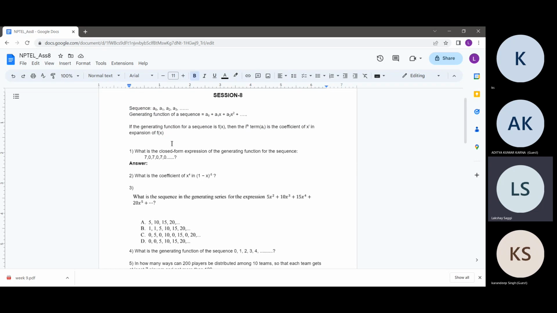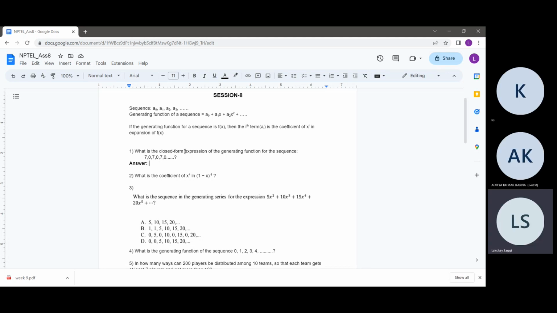with the problems. What is the question asking? What is the closed form expression of the generating function for the sequence 7, 0, 7, 0, and so on. So the sequence here is sevens and zeros alternating. As I said, if a sequence is a0, a1, a2, a3 up to infinity, then its generating function is a0 plus a1x plus a2x squared and so on.